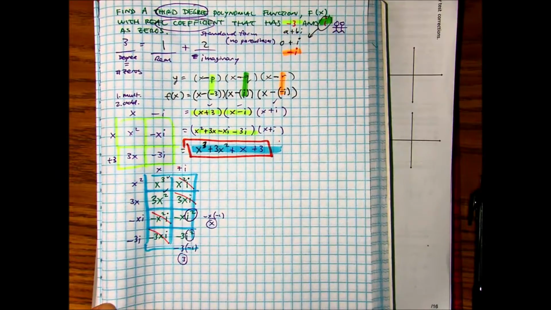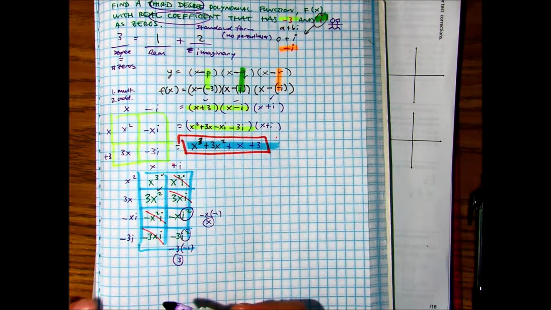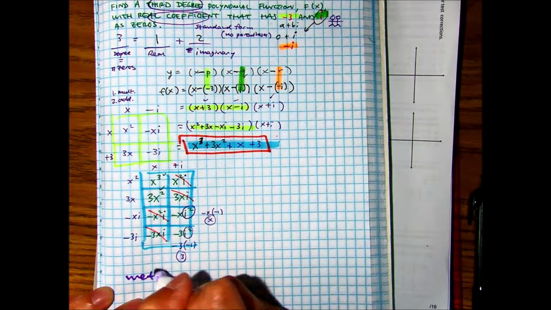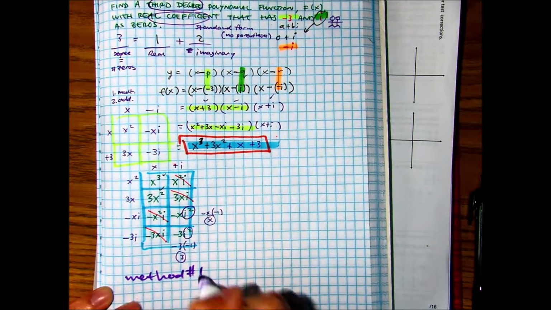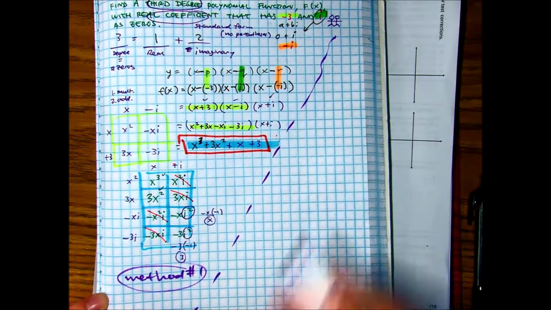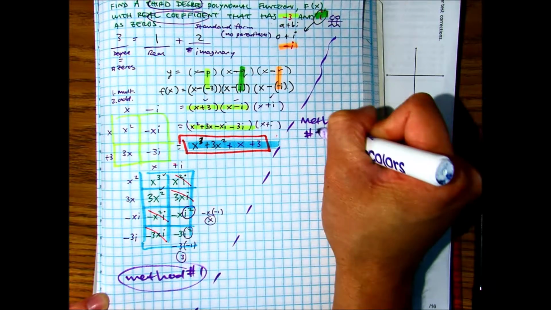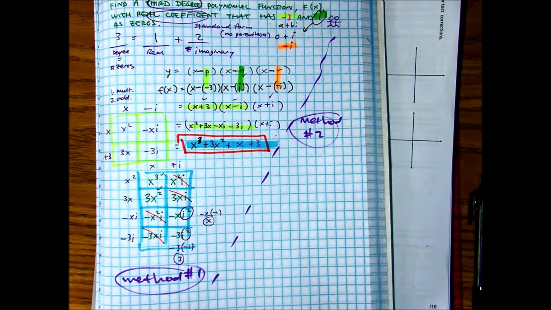Great thing about math is that there are multiple ways of doing this problem. So I'm going to call this one method number 1. And I'm going to show you guys a second method. And you get to pick which method you like better, because it does not matter, because you'll see that we get the same answer.